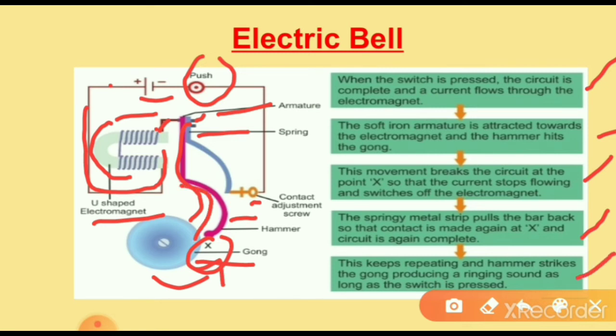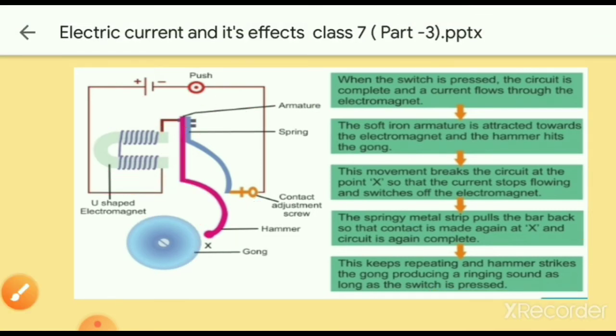So the hammer strikes, tung tung tung. Like that, the hammer keeps repeating, striking the gong and producing a ringing sound as long as the switch is pressed. So finally the bell produces a sound. This is the working of the electric bell.